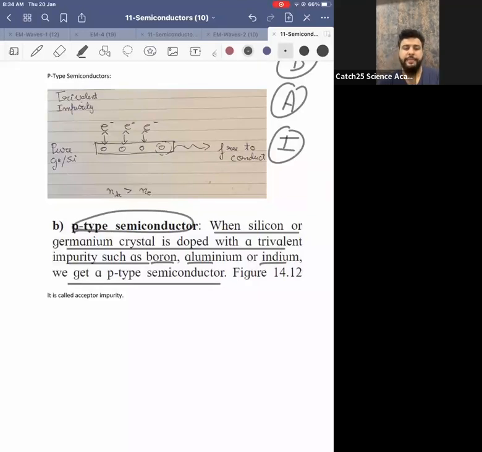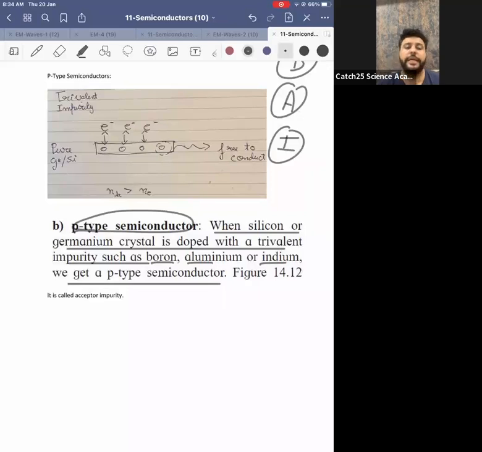Now we have done N-type and P-type. Now, if they ask you which kind of semiconductor is better, N-type or P-type? In N-type, electron is conducting. In P-type, hole is conducting. Which kind of semiconductor is better? The answer is N-type semiconductor.